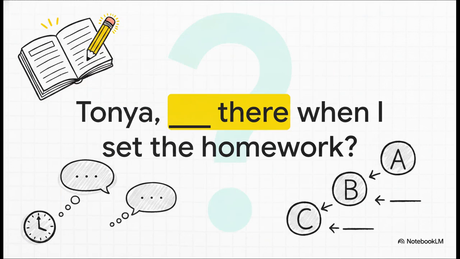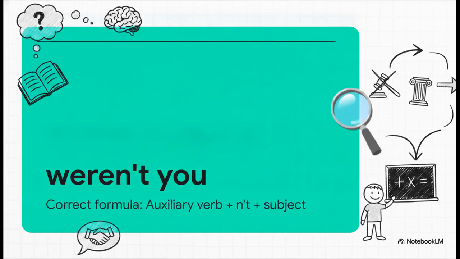All right, for our final test, let's pull a multiple choice, quick check straight from our source material. Try to fill in the blank for this spoken conversation. "Tanya, were you not there when I set the homework? Everyone else has done it." Is it A, were you not? B, weren't you? Or C, you weren't? Pause if you need a little more time. And the correct answer is B, weren't you?